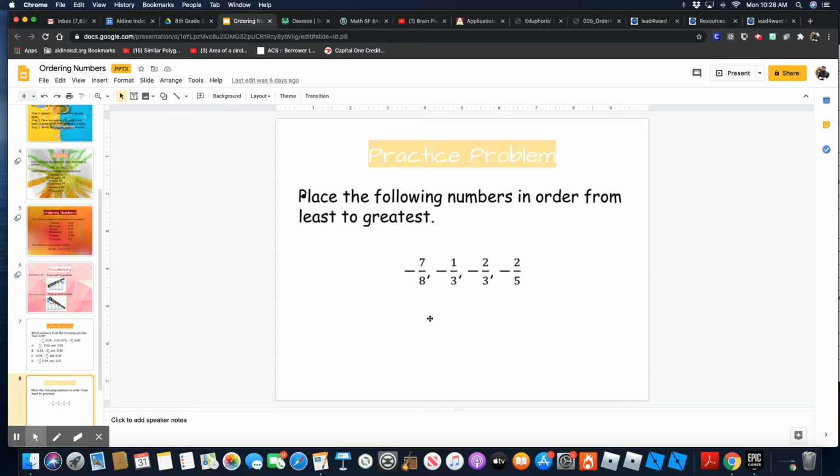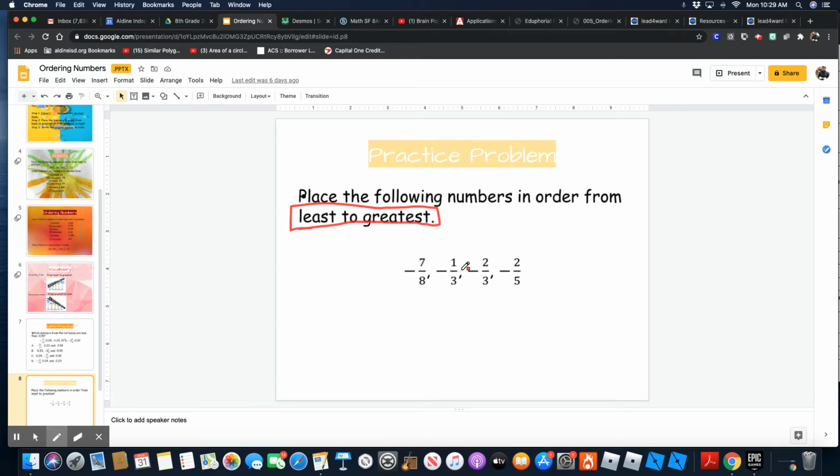This is the second example on ordering numbers. This question asks us to place the following numbers in order from least to greatest. I've got four numbers here that I need to order from least to greatest. I'm going to put a big box around this. That's important. Least we know is the smallest, greatest is the biggest. So I need to order these numbers from smallest to biggest.